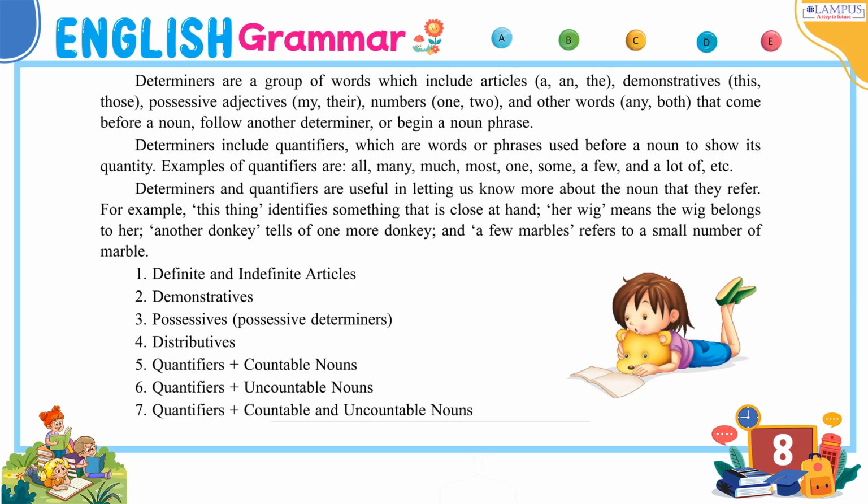Determiners include quantifiers, which are words or phrases used before a noun to show its quantity. Examples of quantifiers are all, many, much, most, one, some, a few, and a lot of, etc. Determiners and quantifiers are useful in letting us know more about the noun they refer to. For example, this thing identifies something that is close at hand. Her wig means the wig belongs to her. Another donkey tells of one more donkey, and a few marbles refers to a small number of marbles.